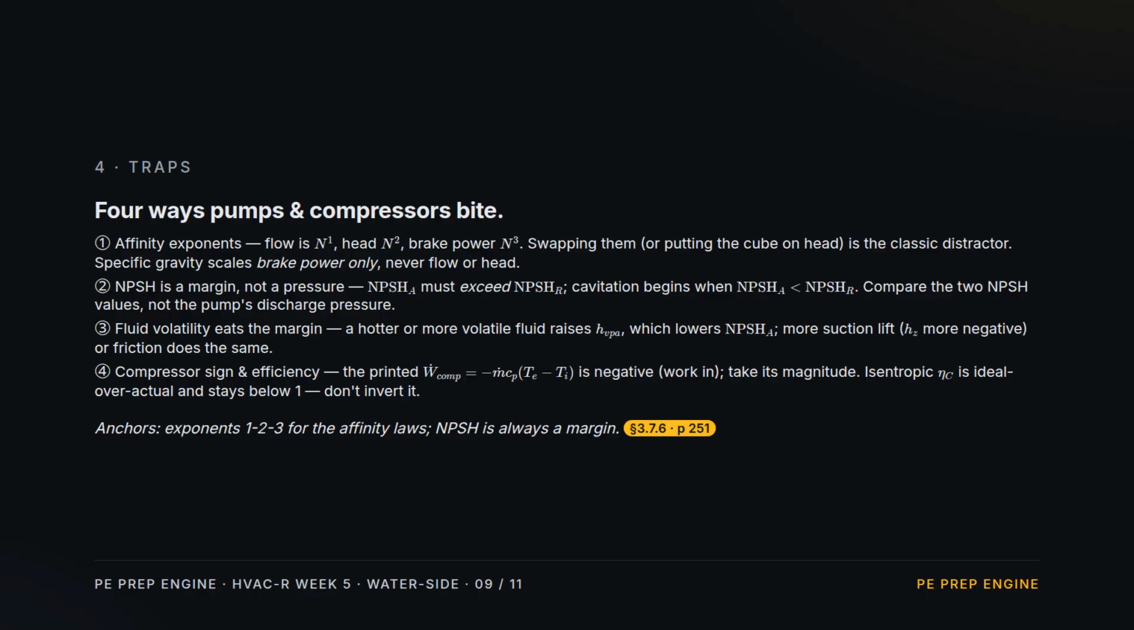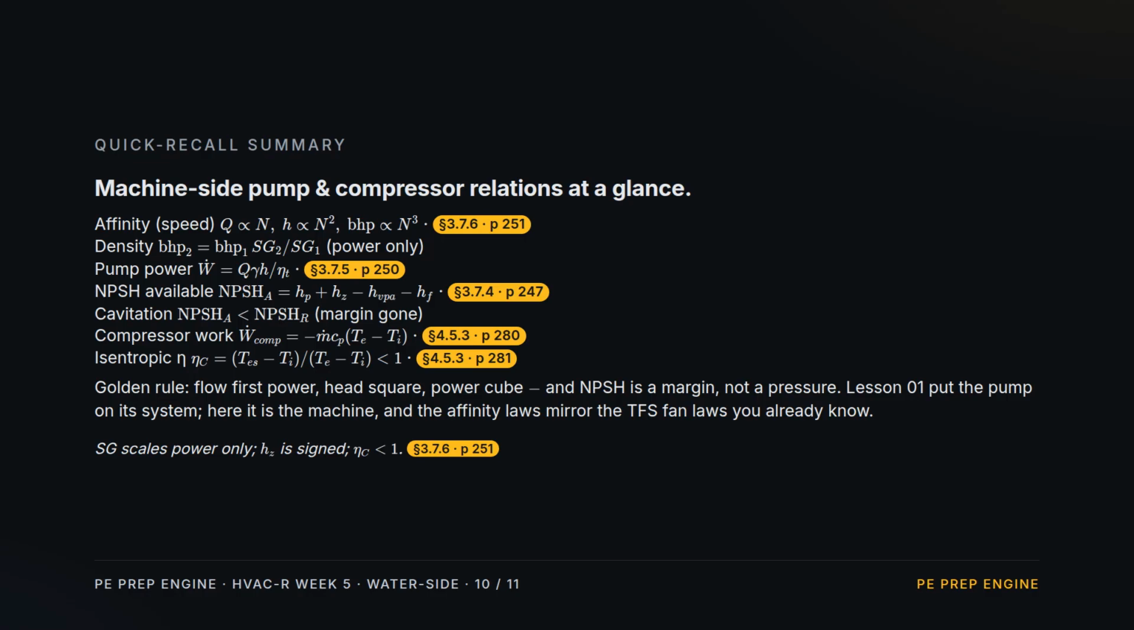Quick recall. Affinity laws for a speed change. Flow first power, head square, brake power cube. Specific gravity scales power only. Absolute pump power is flow times specific weight times head over efficiency. Available suction head is pressure plus static minus vapor pressure and friction. Cavitation when it falls below required. Compressor work follows the enthalpy rise, and isentropic efficiency stays below 1.